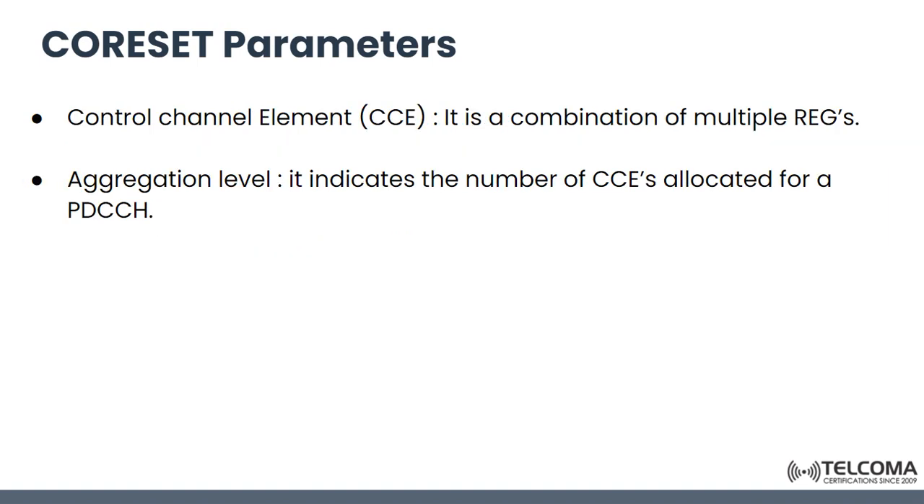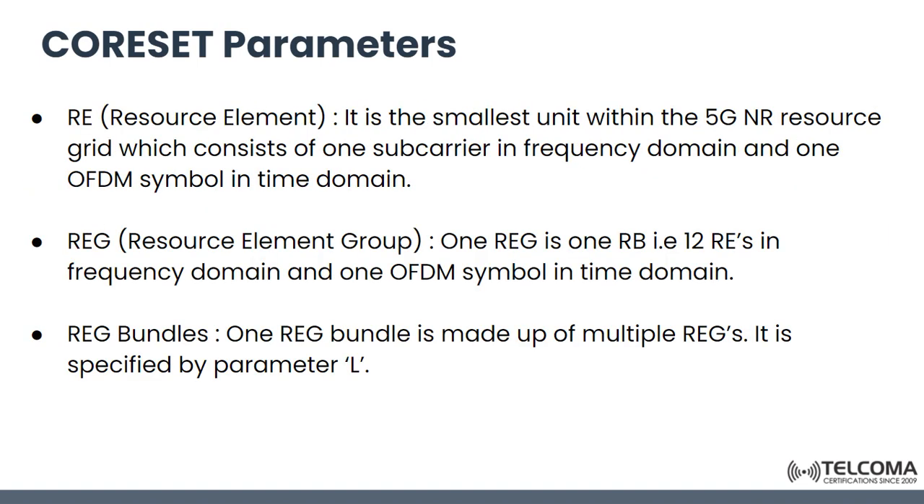There are some CORESET parameters. First is the resource element. This is the smallest unit within the 5G new radio resource grid, and it consists of one subcarrier in the frequency domain and one OFDM symbol in the time domain. Another one is the resource element group. One REG is one resource block, 12 resource elements in the frequency domain and one OFDM symbol in the time domain.